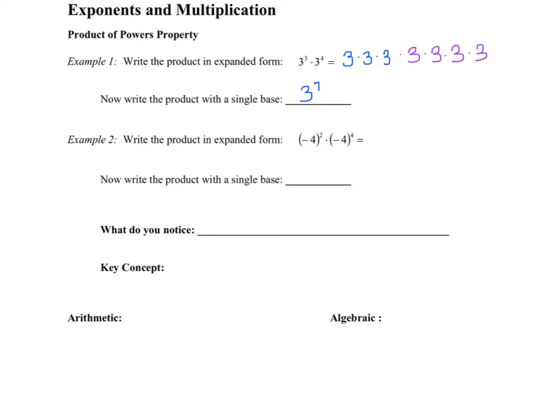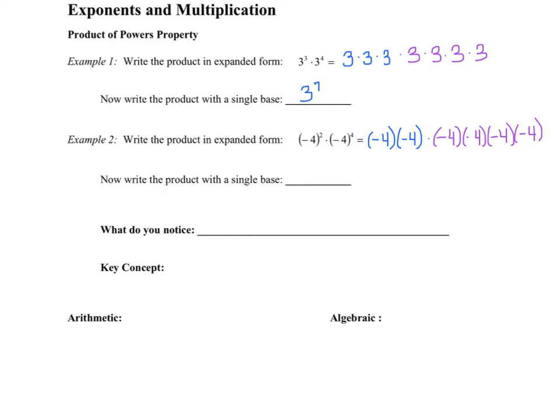Let's look at example 2. We want to write the product in expanded form. Negative 4 squared times negative 4 to the fourth power. So let's expand it. We have negative 4 times negative 4. And now we're going to times that by negative 4 to the fourth power. So we have negative 4 times negative 4 times negative 4 times negative 4.